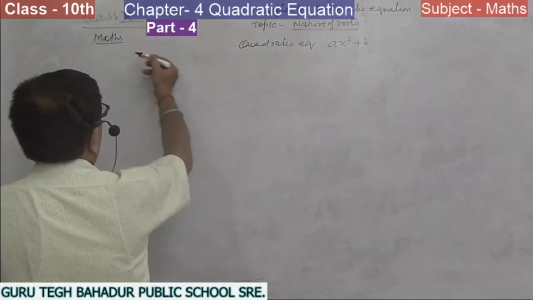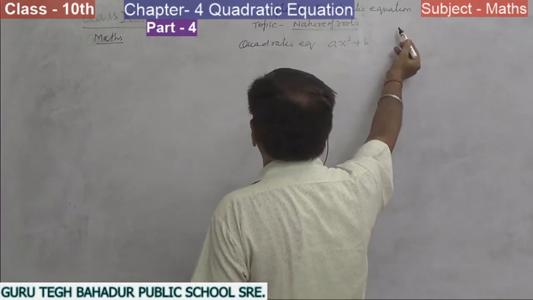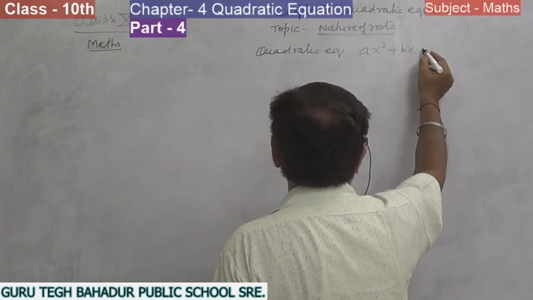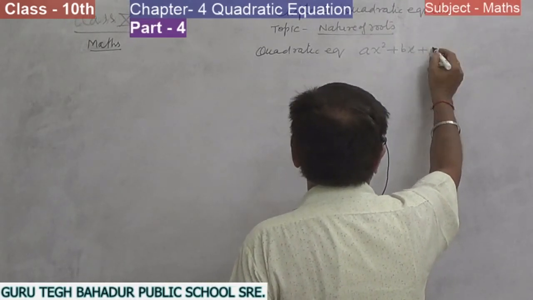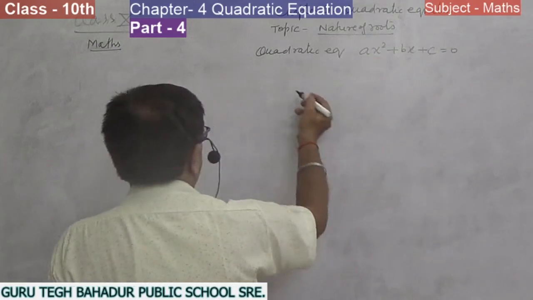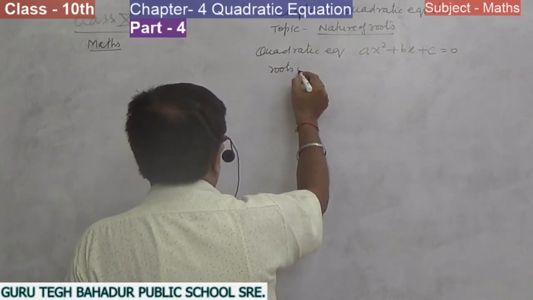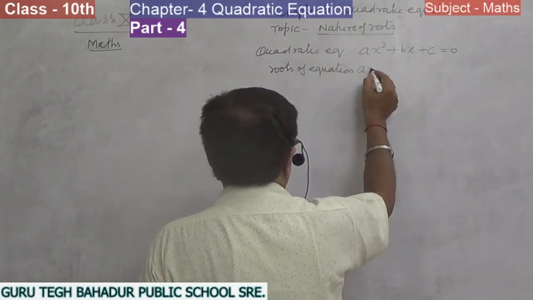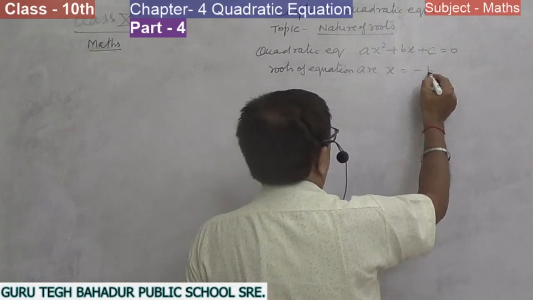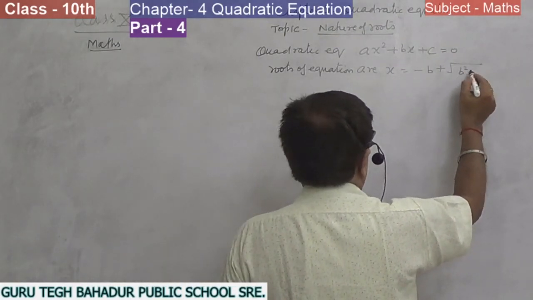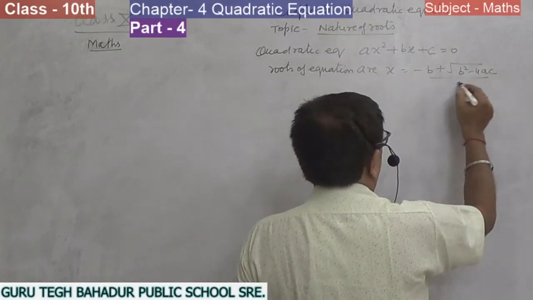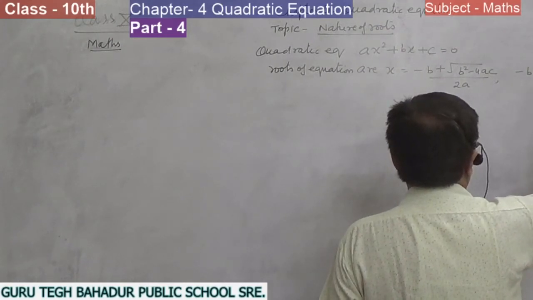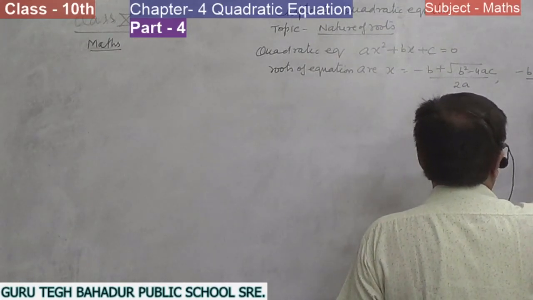Class 10th Mathematics Chapter 4 Quadratic Equation. Topic is nature of the roots. We know that quadratic equation is ax square plus bx plus c is equal to 0. Roots of equation are x is equal to minus b plus root of b square minus 4ac upon 2a and minus b minus root of b square minus 4ac upon 2a.